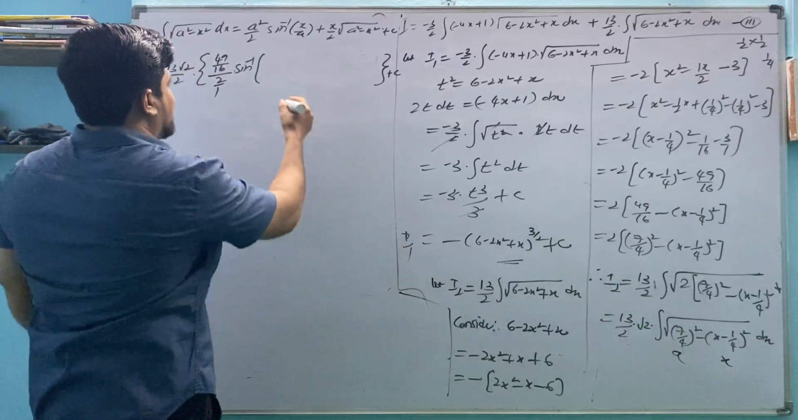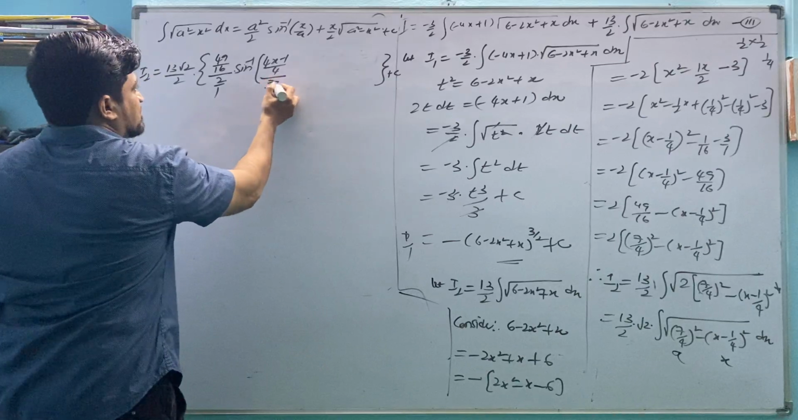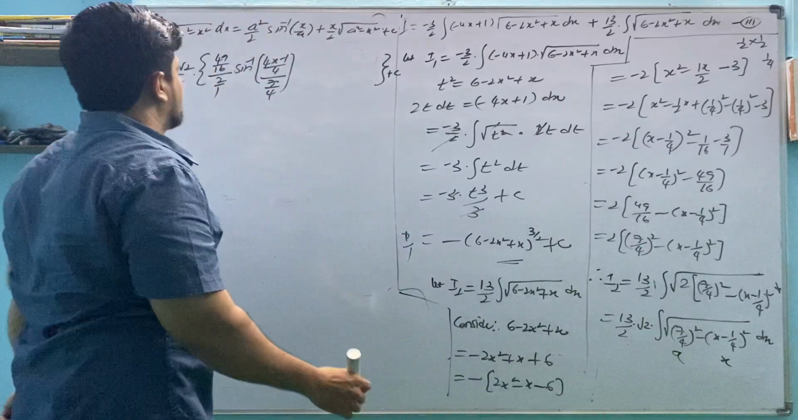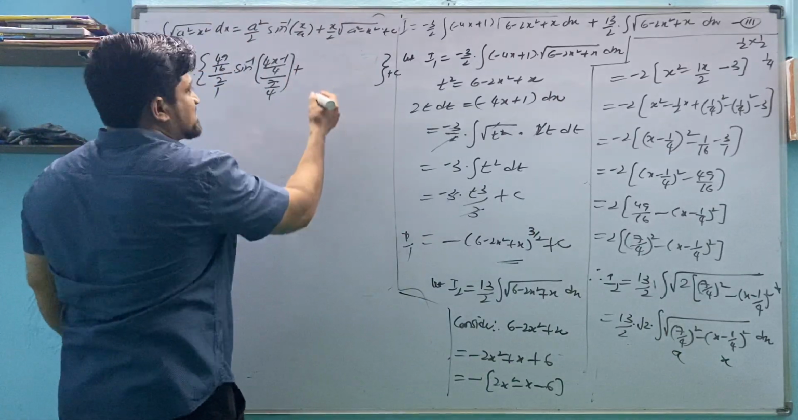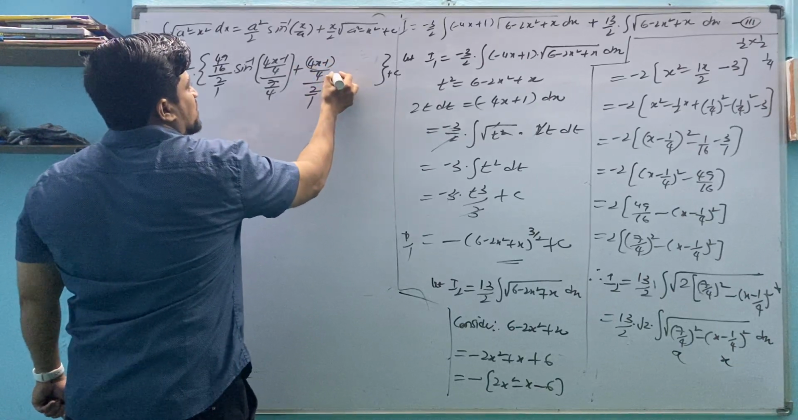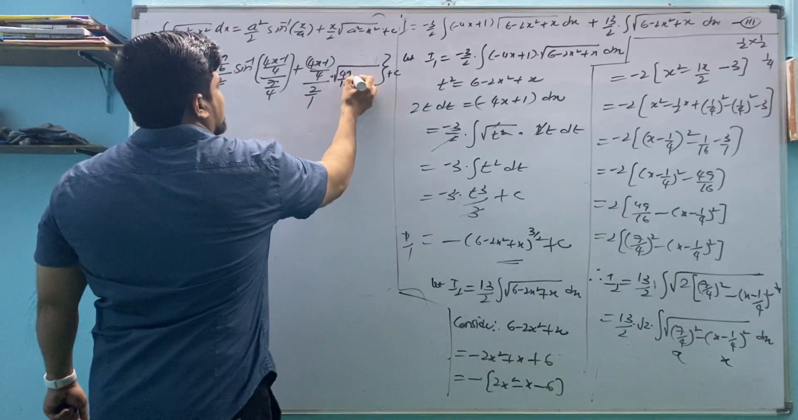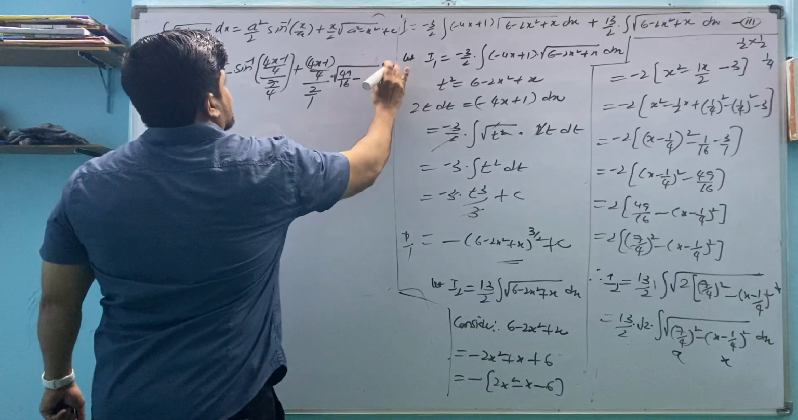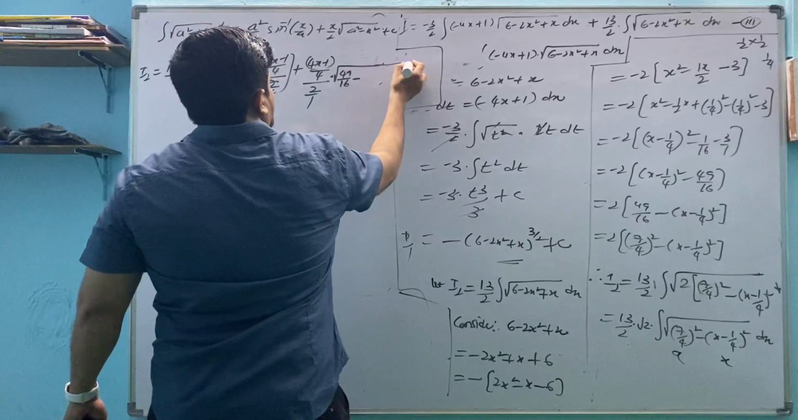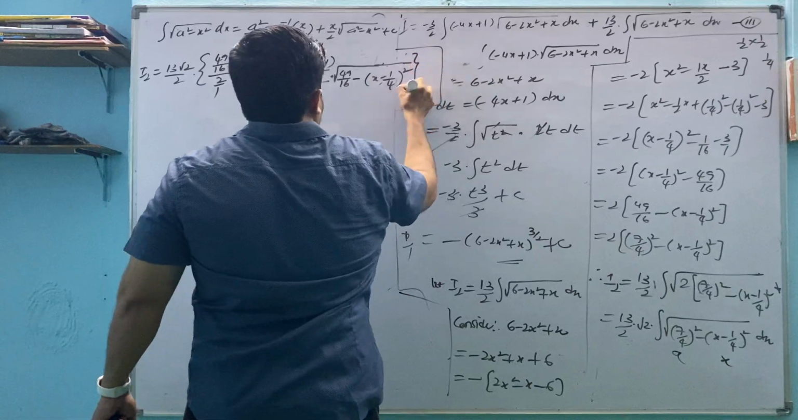X is 4x minus 1 by 4. By a is how much? 7 by 4. See what I am doing here is 4 into x, 4x minus 1 I am taking. Plus x by 2. X is how much? 4x minus 1 by 4, divided by 2 is 2 by 1. Into root over a square minus x square: 7 by 4 whole square minus x minus 1 by 4 whole square as it is. Flower bracket close plus c.